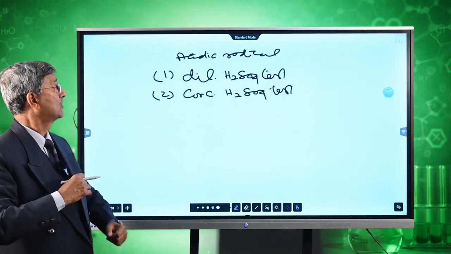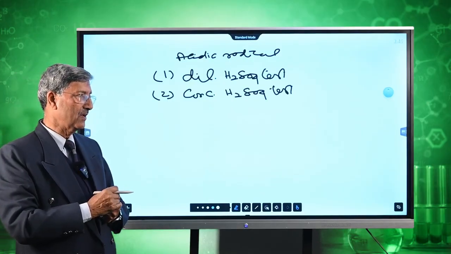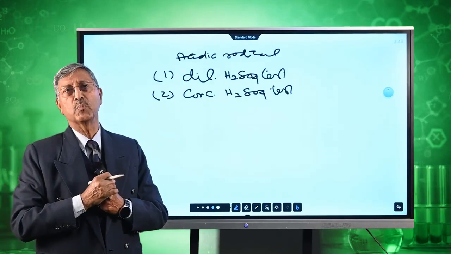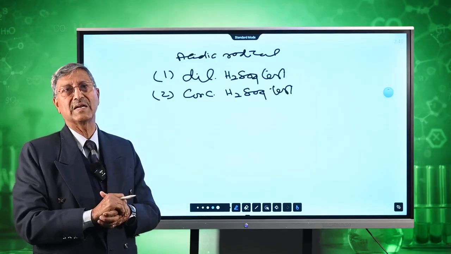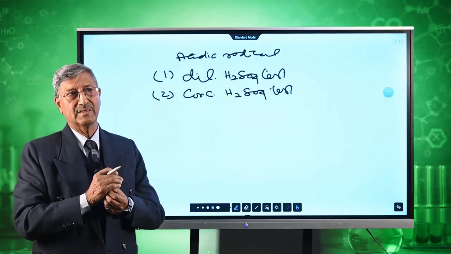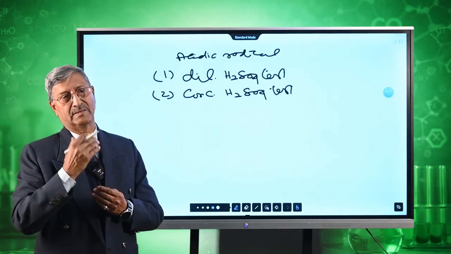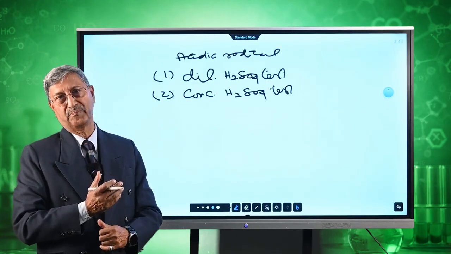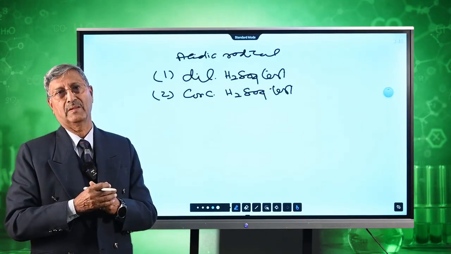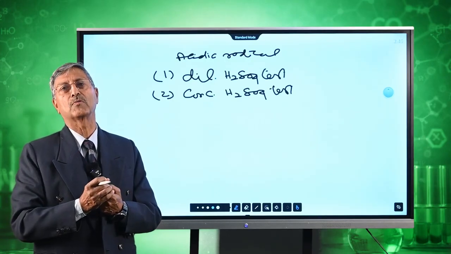In the case of the dilute sulfuric acid test, we take the sample of the salt in a test tube and then we add a few drops of dilute H2SO4 to it. What happens? The acid decomposes that salt, and as a result of that decomposition, some sort of gas will come out. Then if we are able to identify that gas, we'll get an idea that such and such acid radical is present there. The dilute sulfuric acid test is usually performed in cold.